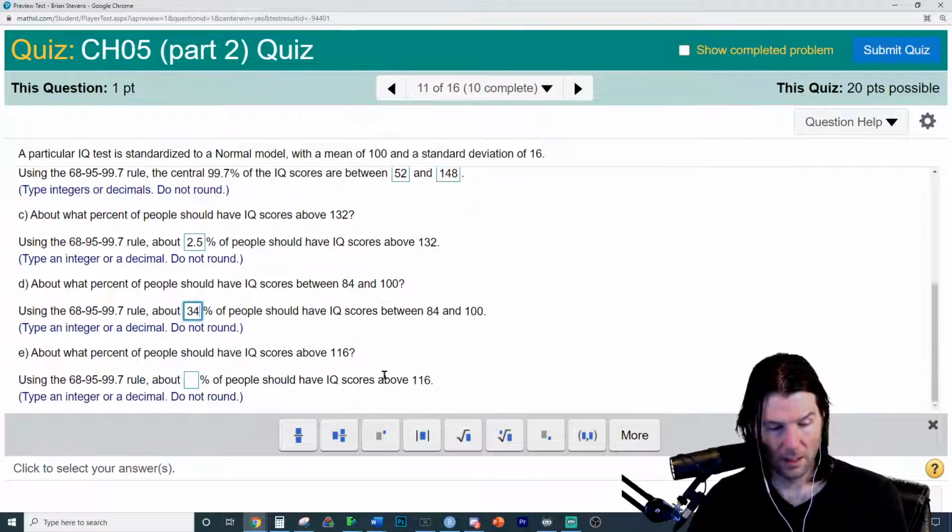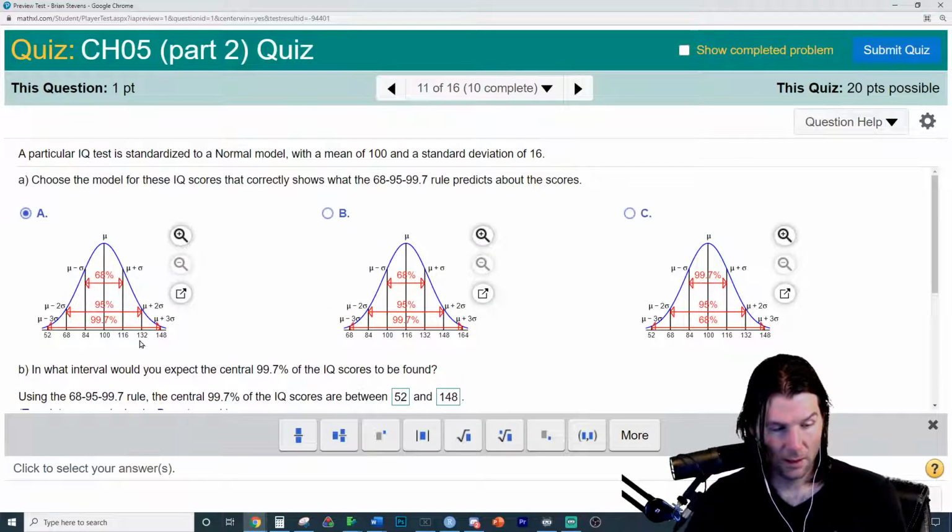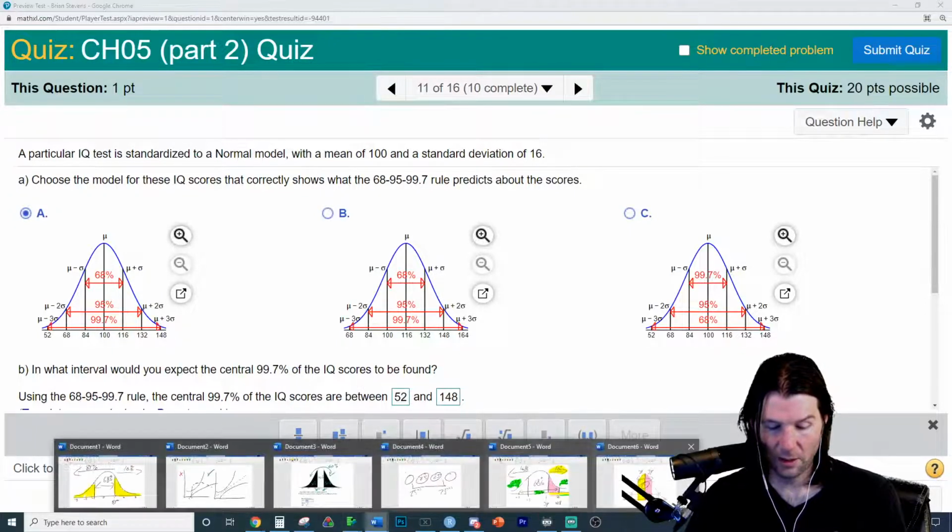34. And what percent should have scores above 116? Above 116 is right here. So this is a very similar question.